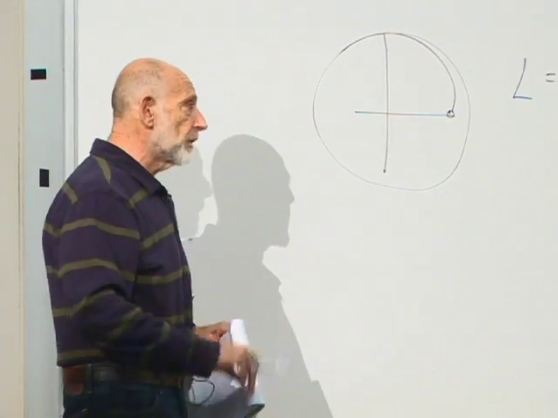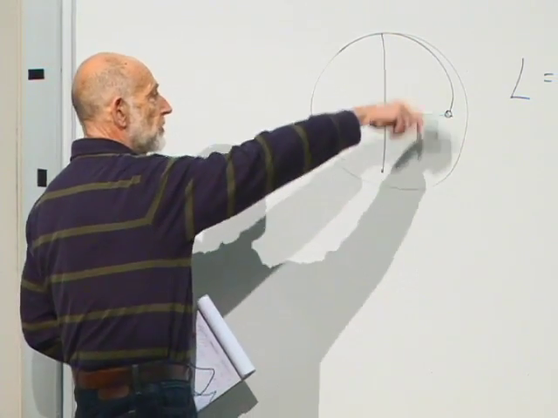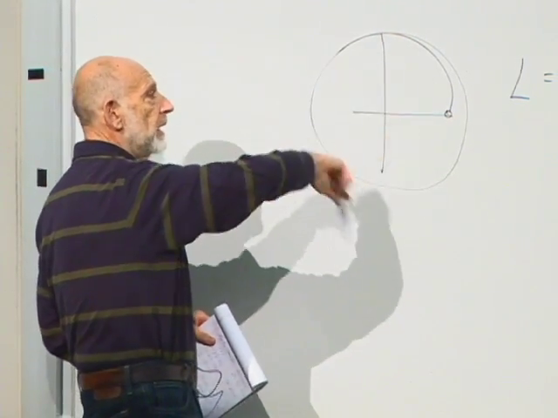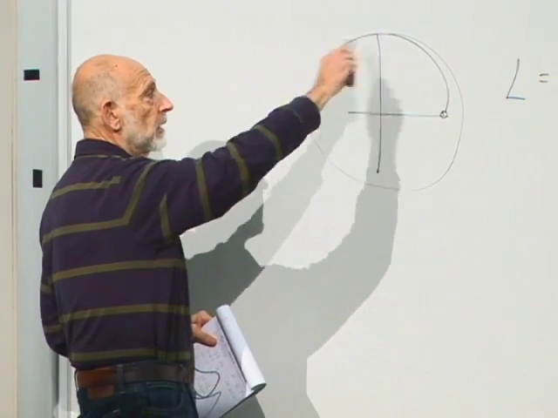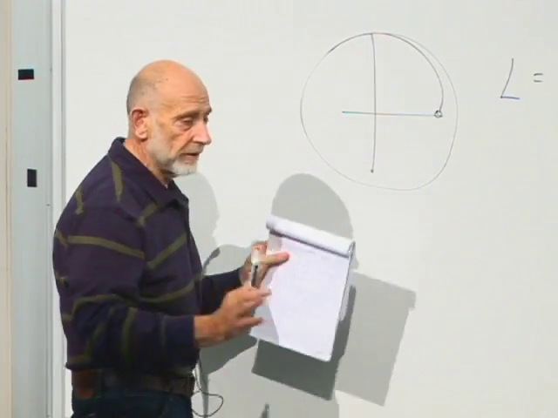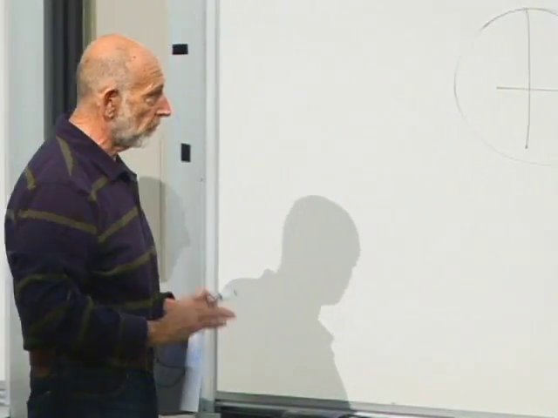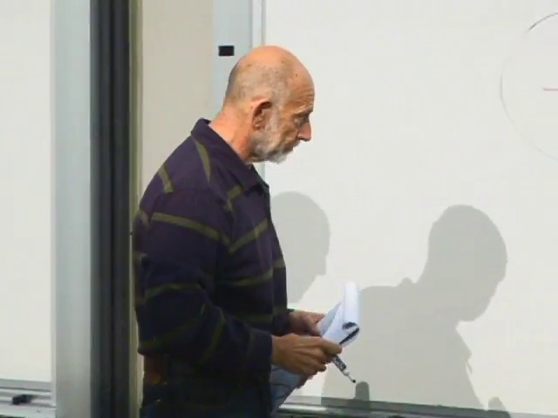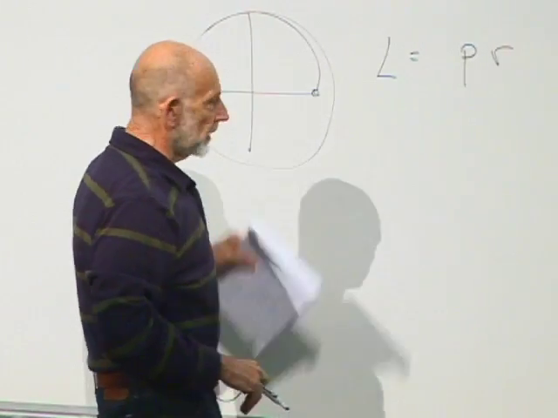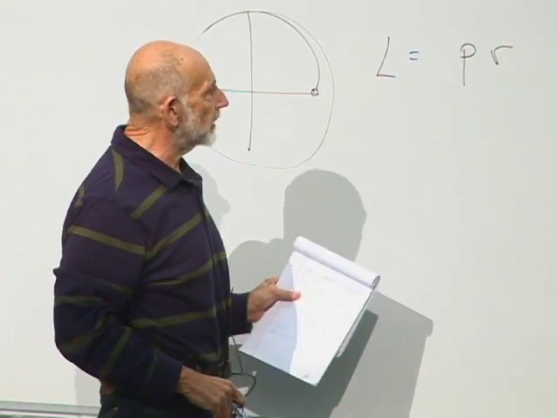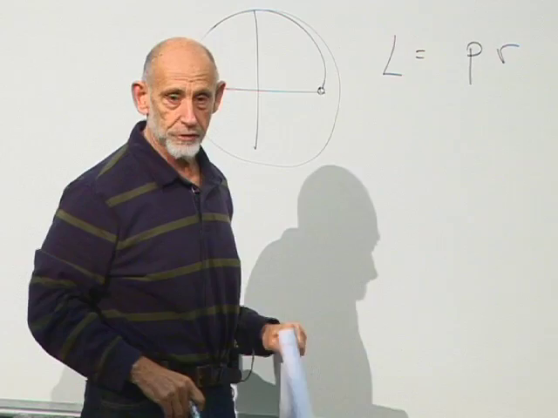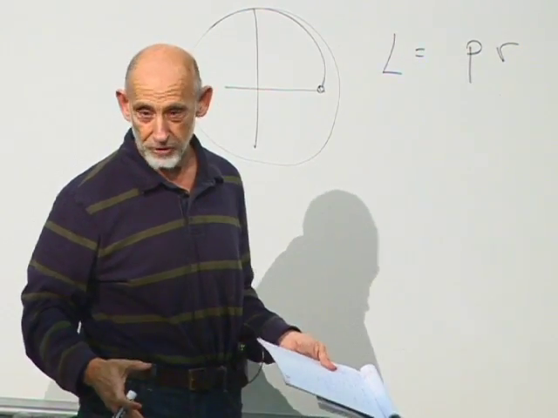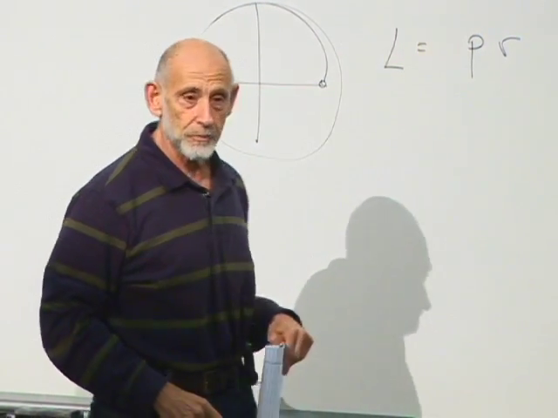Is it positive or is it negative? That depends on the sense of rotation. Going this way, I think I'll call positive. Going that way, I'll call negative, but it's not very important. That's the angular momentum of a point object. Now, this object has angular momentum because it has momentum. And it has momentum because it has velocity. So this is not yet spin.